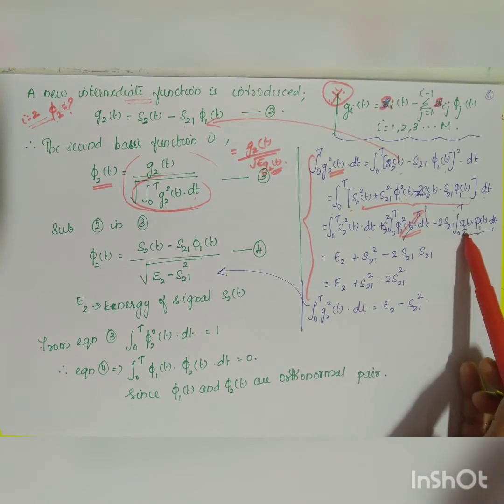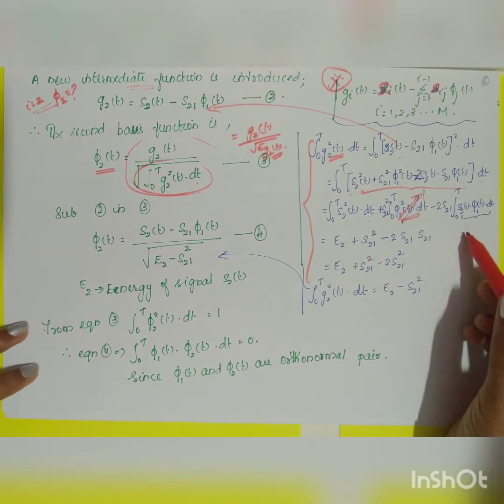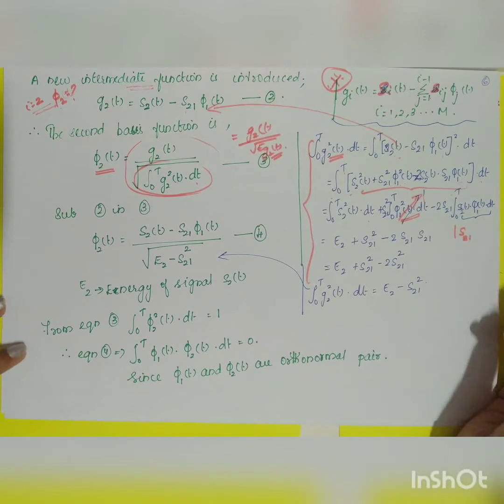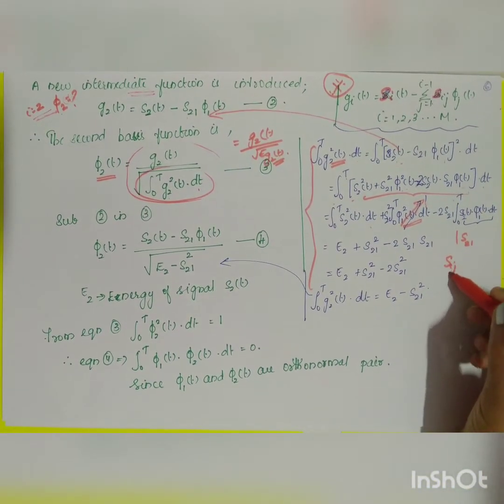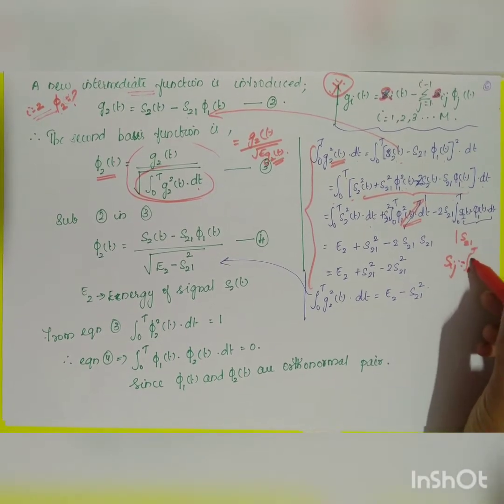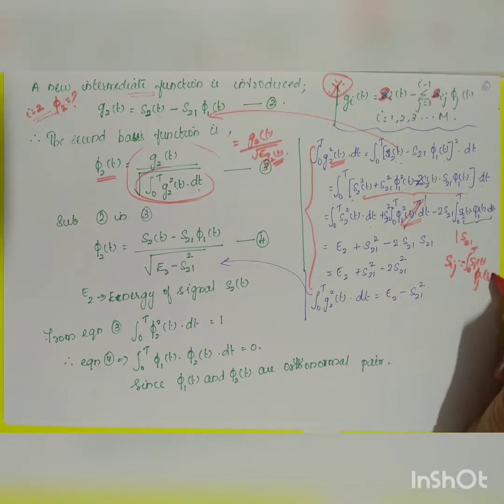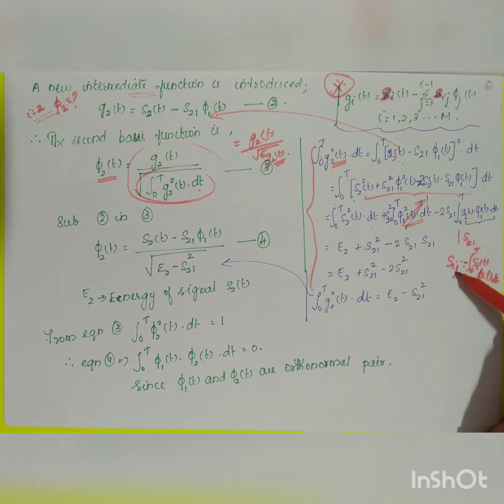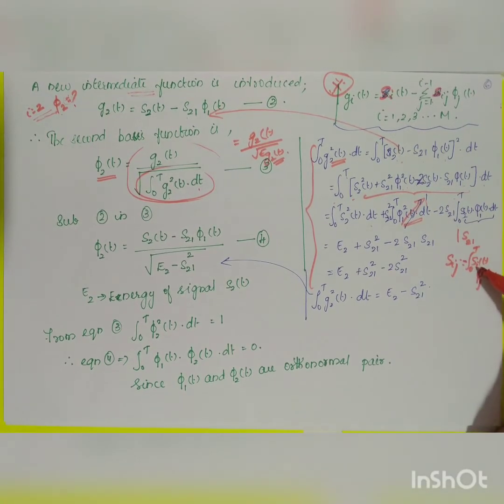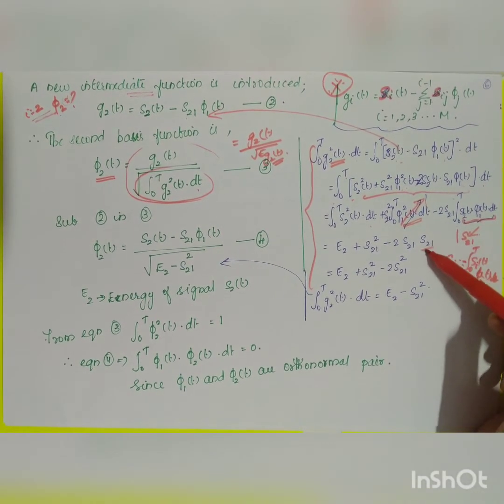What is this S2 of t into phi1 of t dt? What will be your value? That is equal to your coefficient S21, right? By applying the formula, what was your formula? The formula Sij is equal to the integral from 0 to T of Si of t into phi j of t dt. So if I substitute i equal to 2, j equal to 1, you will be getting S2 of t into phi1 of t dt, so I can replace this by S21. That's what is written in the next step.